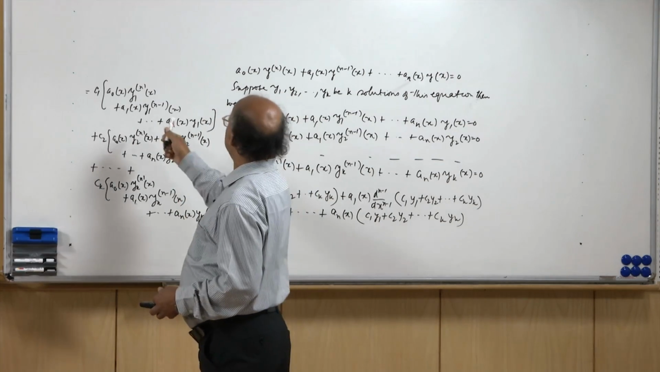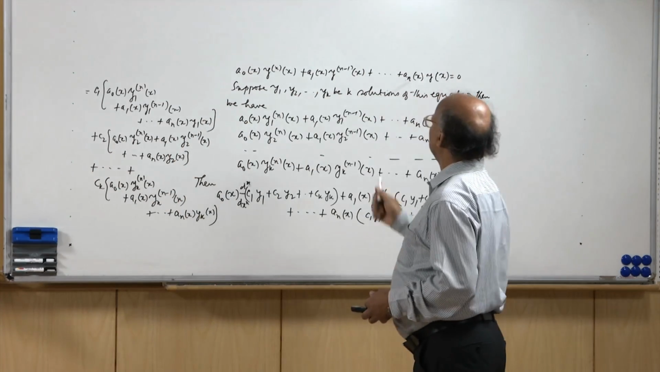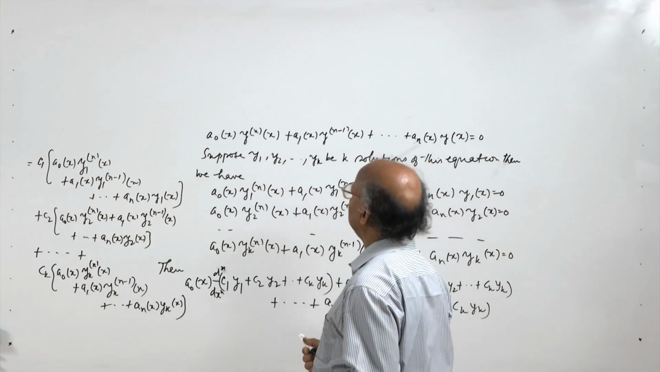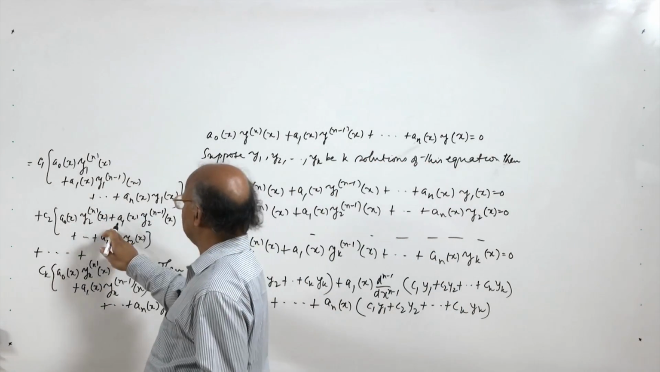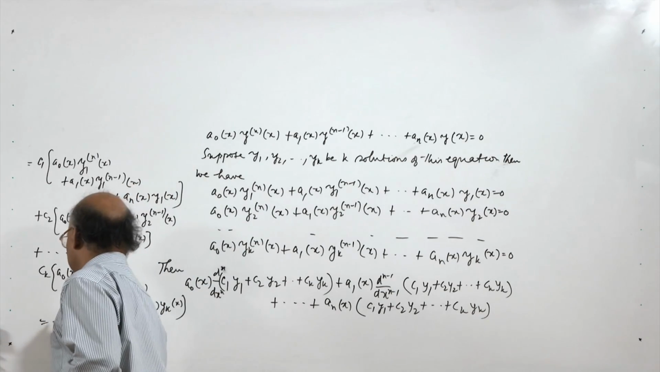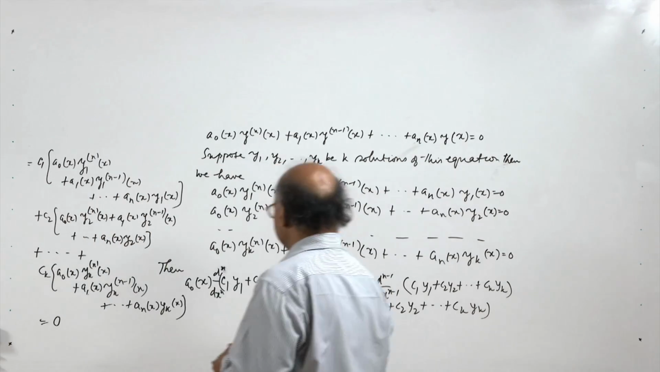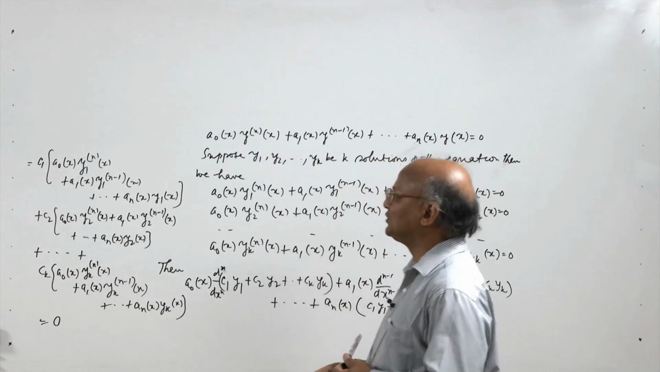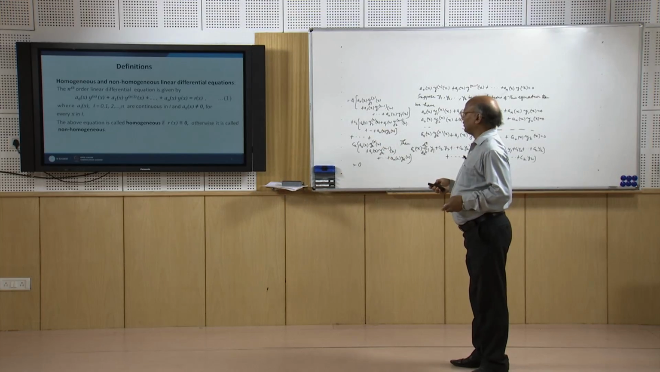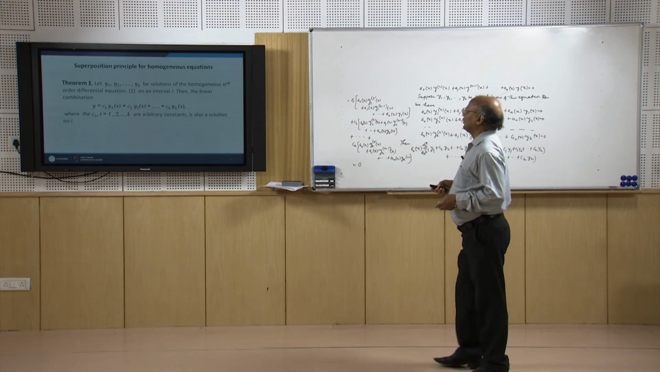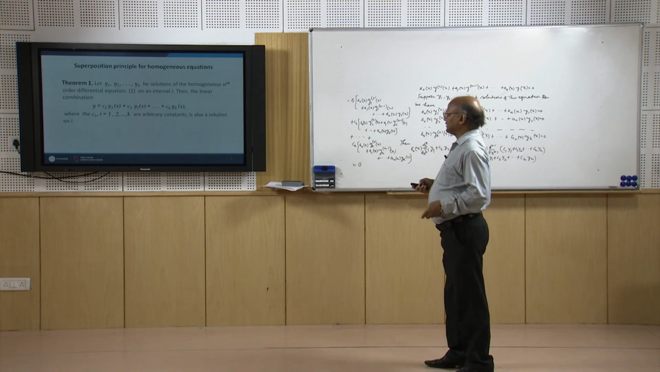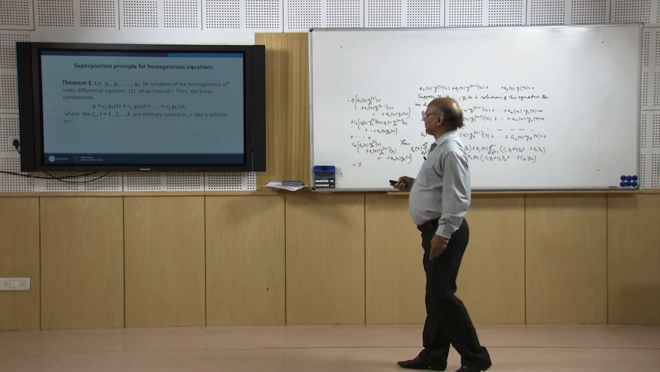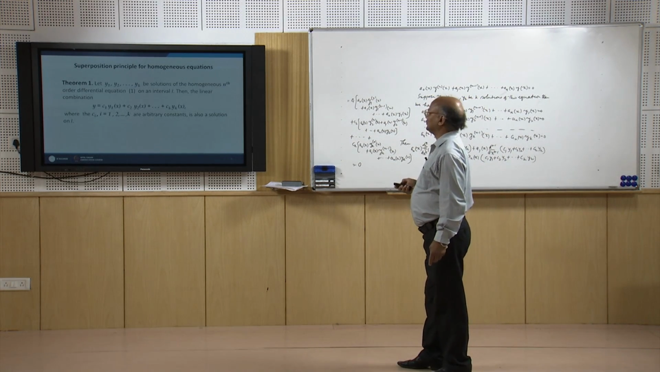Okay, now since φ1, φ2, ..., φk are solutions of the given homogeneous equation, this is 0 and this is 0, and therefore we have 0. So c1φ1 + c2φ2 and so on up to ckφk is also a solution of the homogeneous linear differential equation. This is known as the superposition principle for homogeneous equations.